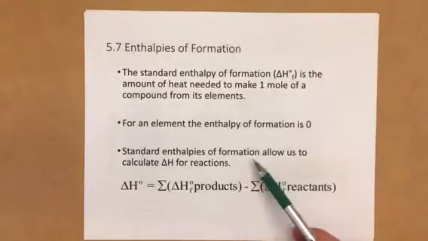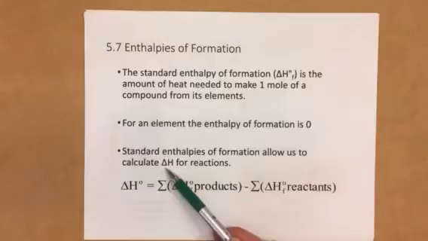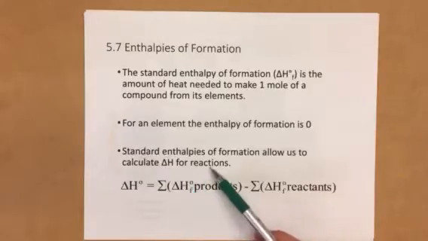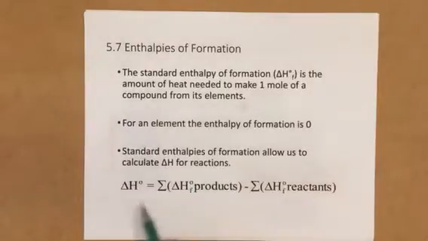So standard enthalpies of formation will allow us to calculate the enthalpy change for reactions that we're interested in. And basically the equation that we're going to use is this. To find the standard enthalpy change of a certain reaction, we're going to add up all the standard enthalpies of formation of your products minus all the standard enthalpies of formation of all your reactants.